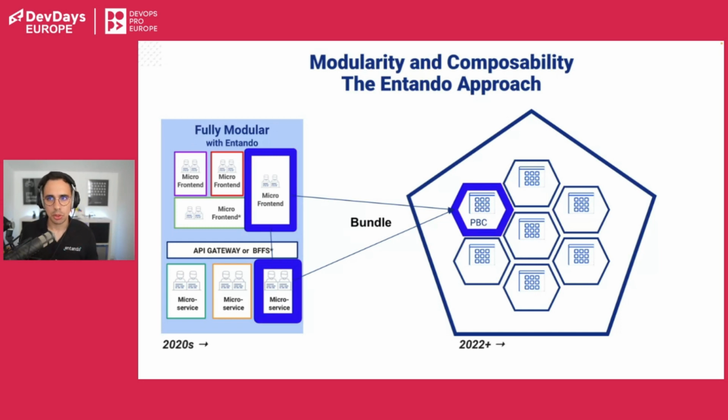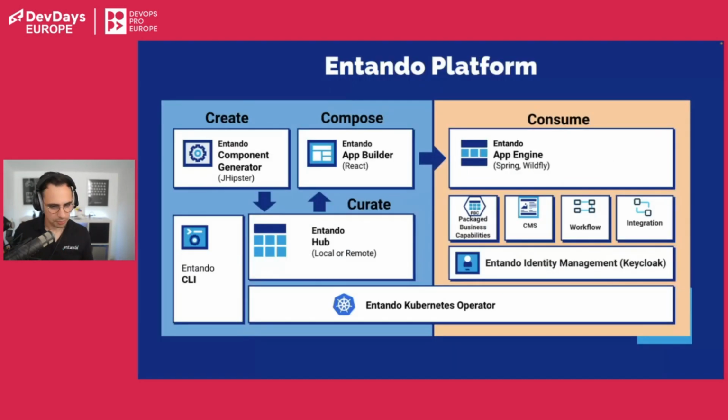So if I'm trying to summarize that, let's say you have a bundle. Inside, you have multiple PBCs, one or multiple, up to you. And your PBCs are defined by one or multiple components. That could be standalone components, such as micro frontends and microservices, or platform-related components, such as CMS stuff and a few things like this. We will not focus too much on that today.